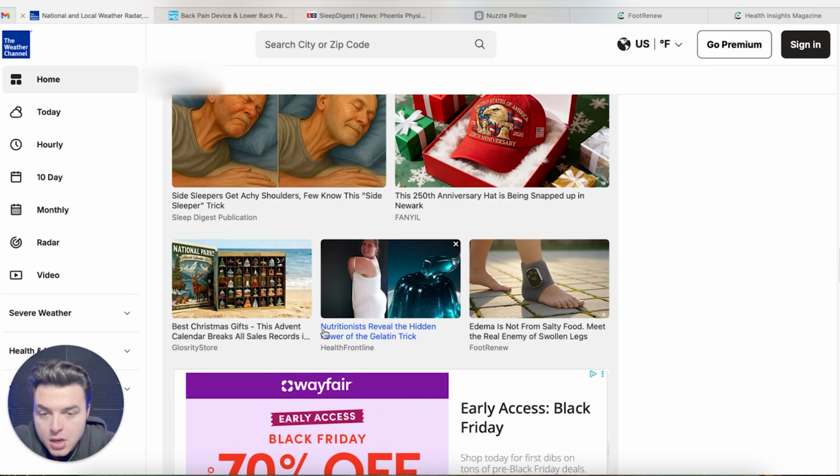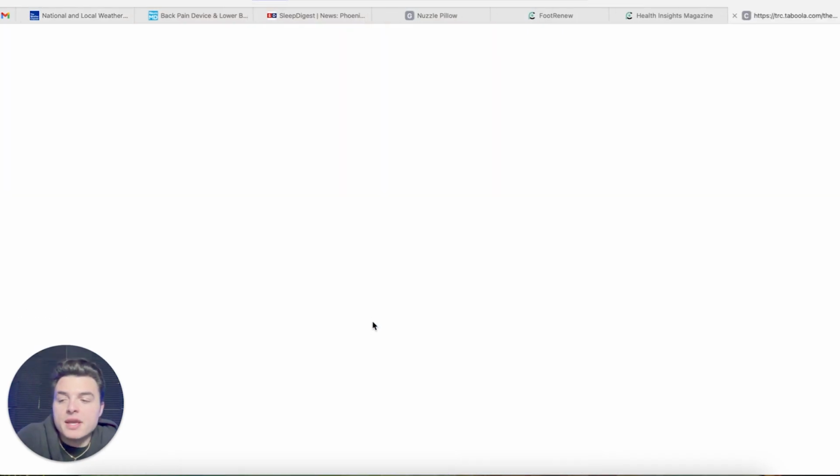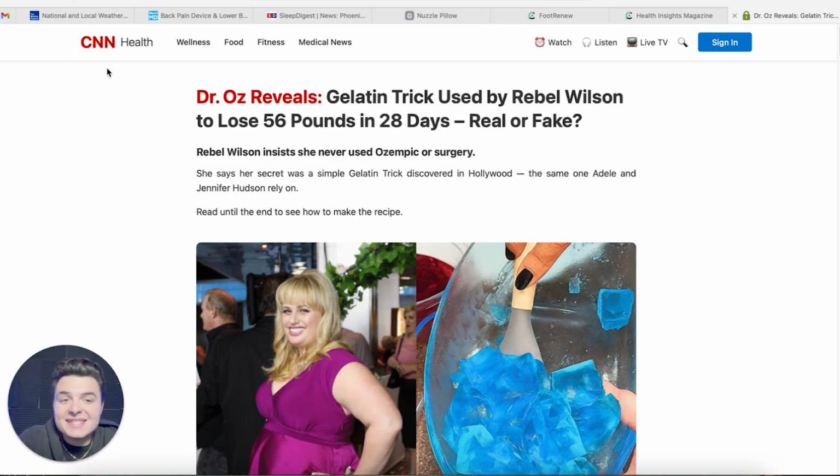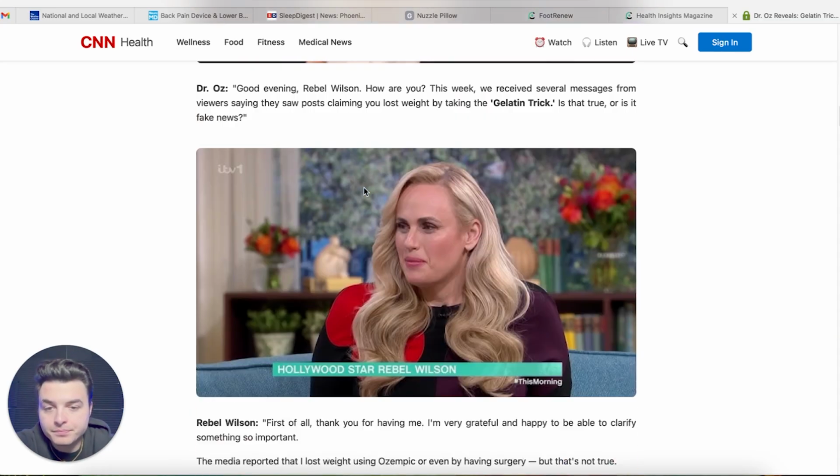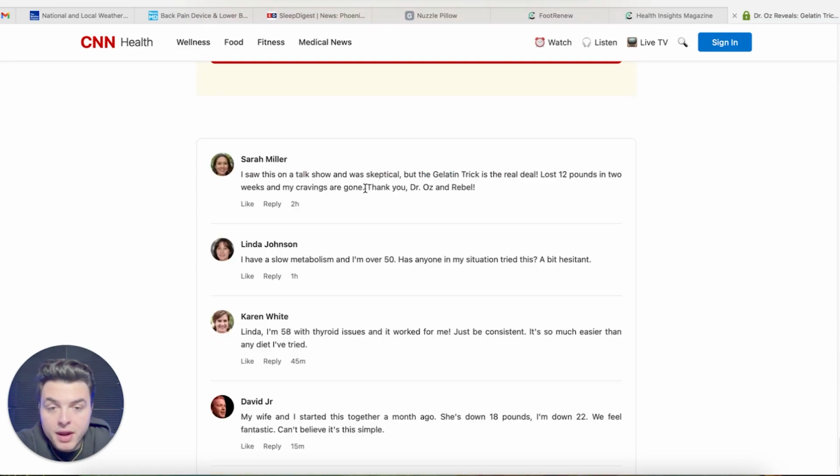But just like that, we're finding products left and right with minimal effort because we're in a whole new location. Nutritionists reveal the hidden power of the gelatin trick, right? Let's see what this is. CNN Health, you got to be careful because this is definitely illegal. You definitely cannot make an advertorial page called CNN Health. But nonetheless, let's keep scrolling, right?